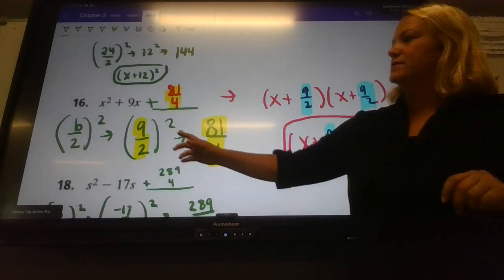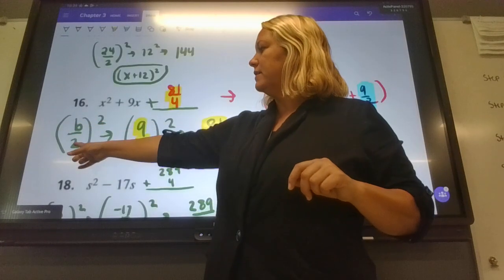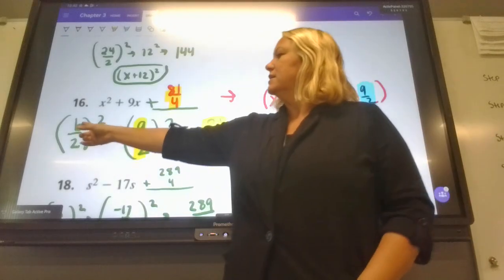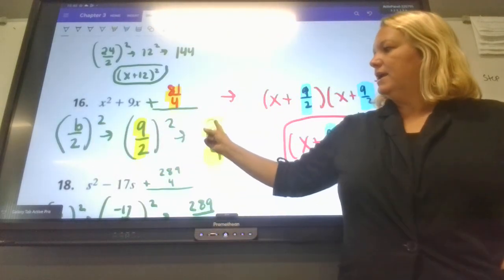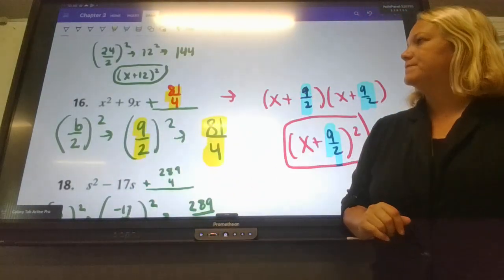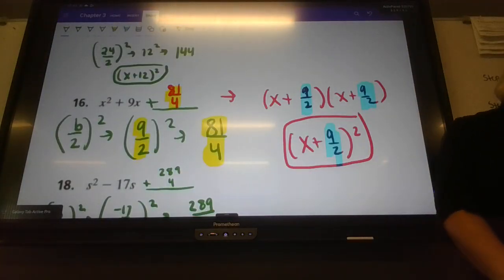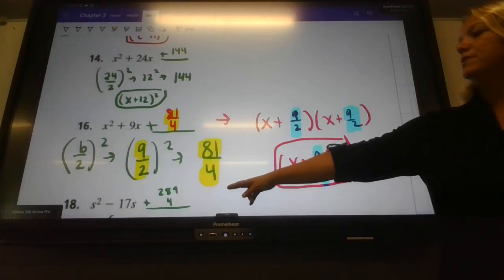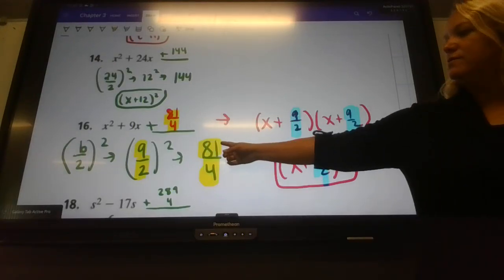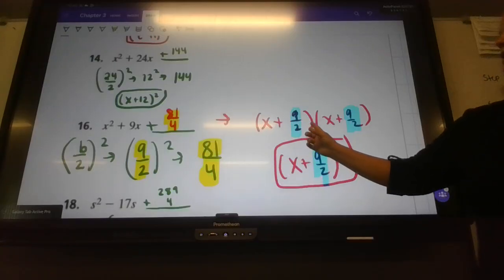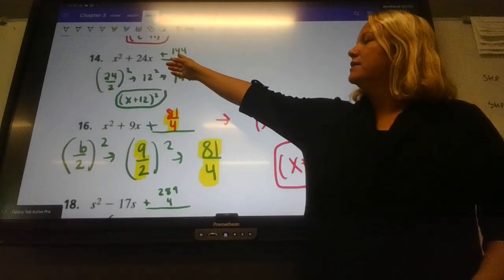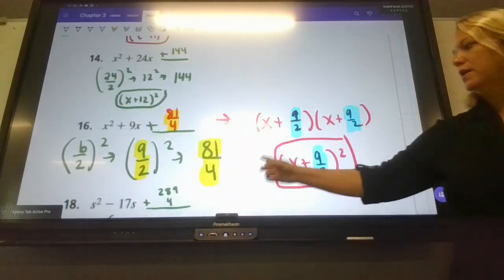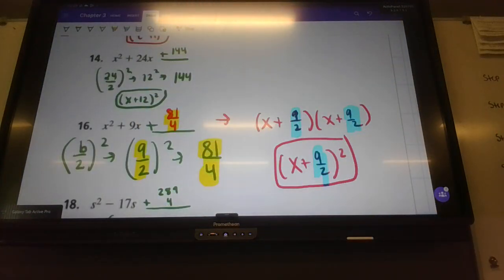Every time the b value is odd, and you do an odd number divided by 2 and square it, resist making it a decimal, leave it a fraction. Because 9 over 2, just square the 9 and get 81, square the 2 and get 4. So 81 over 4 is the c value. And then for the factored form, you go backwards and square root. So instead of 4.5, square root of 81 is 9, square root of 4 is 2. So factored form has square roots, just like in 14, our factored form had 12, the square root of 144. Square root your fraction and leave a fraction in it.